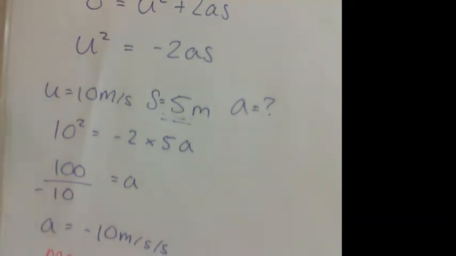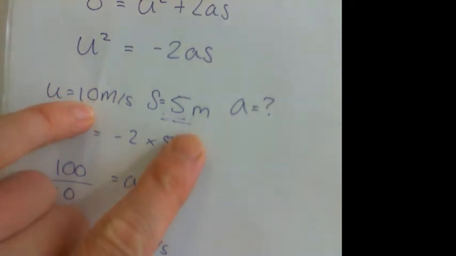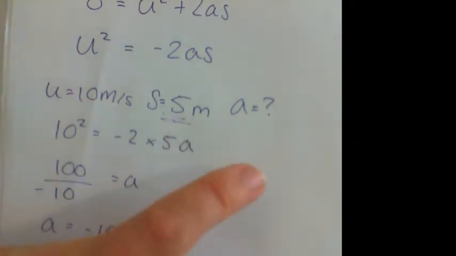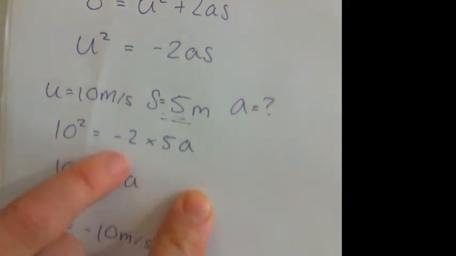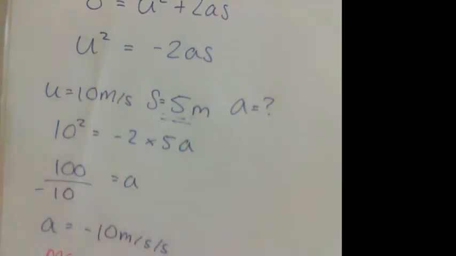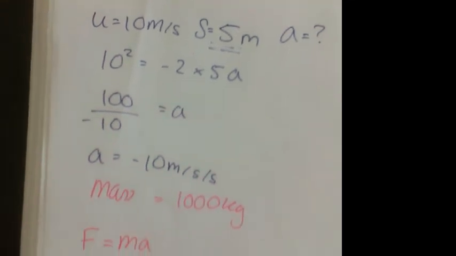So if we want to put some figures into that, just to give you an example, we could say that if you had a start speed of 10 meters per second and you wanted to stop in 5 meters, what would your deceleration have to be? So 10 squared equals minus 2 times 5a. So that means that the acceleration is 100 divided by 10, and that's negative, which tells you it's a deceleration.